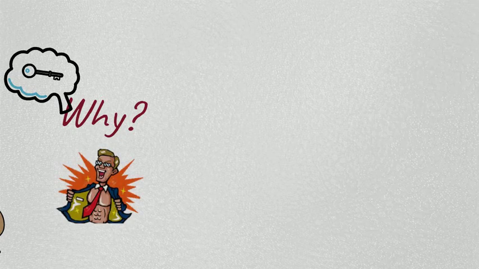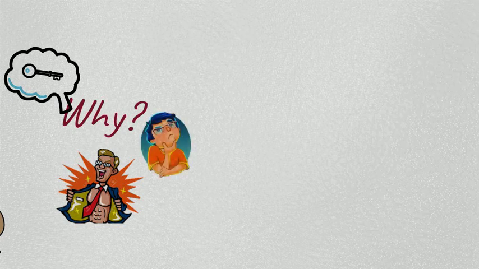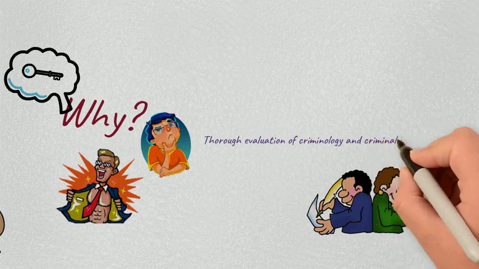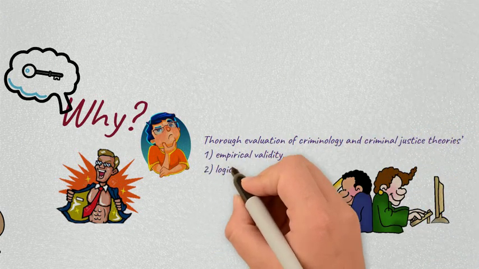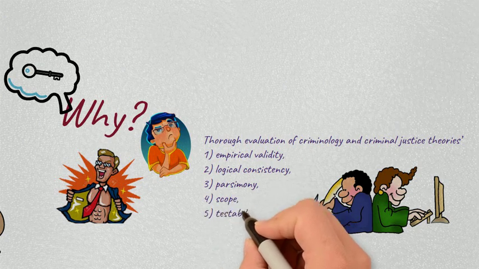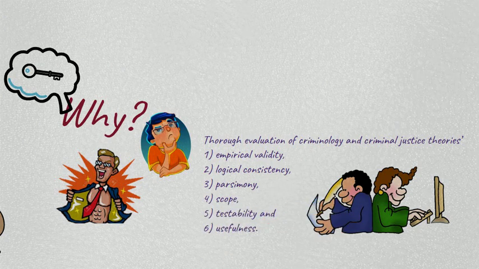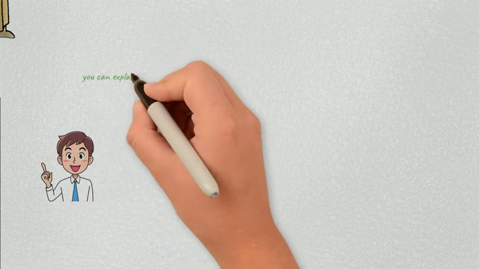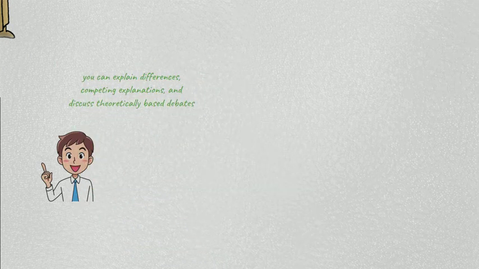This is one of the assignments that gives you the opportunity to really show your stuff. No, not like that. By the time you've reached this semester's finish line, we expect that you can demonstrate a graduate level ability to perform a thoughtful, thorough evaluation of criminology and criminal justice theories' empirical validity, logical consistency, parsimony, scope, testability, and usefulness. And because you can demonstrate a high level of understanding and theory evaluation, it is expected that you can explain differences, competing explanations, and discuss theoretically based debates that occur in our field.